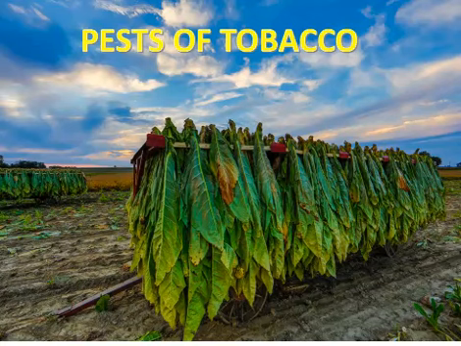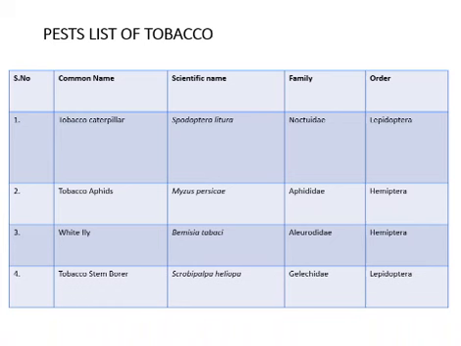Pest of tobacco. These are the four major pests of tobacco: tobacco caterpillar, tobacco aphid, tobacco whitefly, tobacco stem borer.